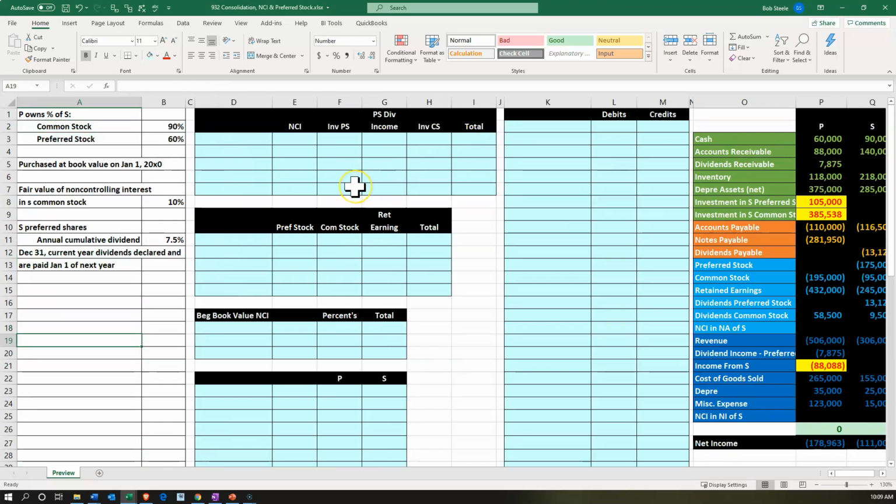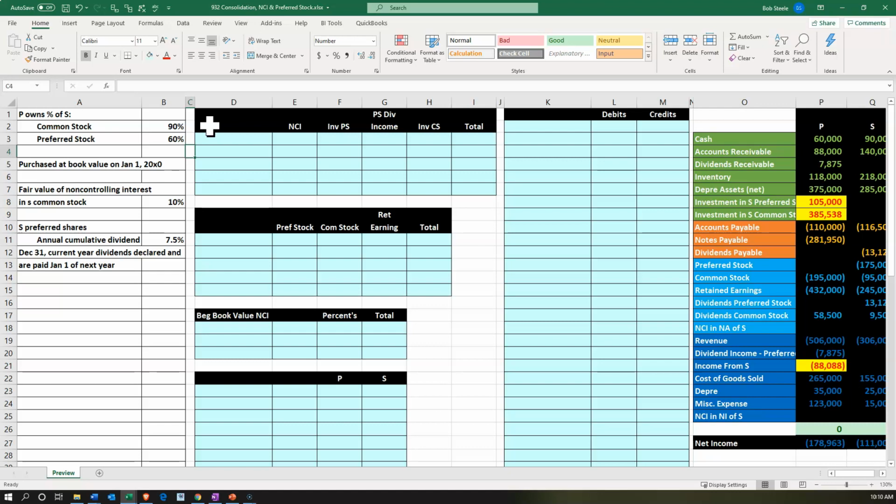Let's go back to the information all the way to the left where it says P, the parent, owns a percentage of S, the subsidiary, that percentage being 90% on the common stock, 60% on the preferred stock. Now, obviously, the common stock is the stock portion that's going to give us that controlling interest of voting stock. The 60% on the preferred stock is going to muddy the waters for us to consider the elimination entries and the investment in S by P, how P is going to be recording the investment.